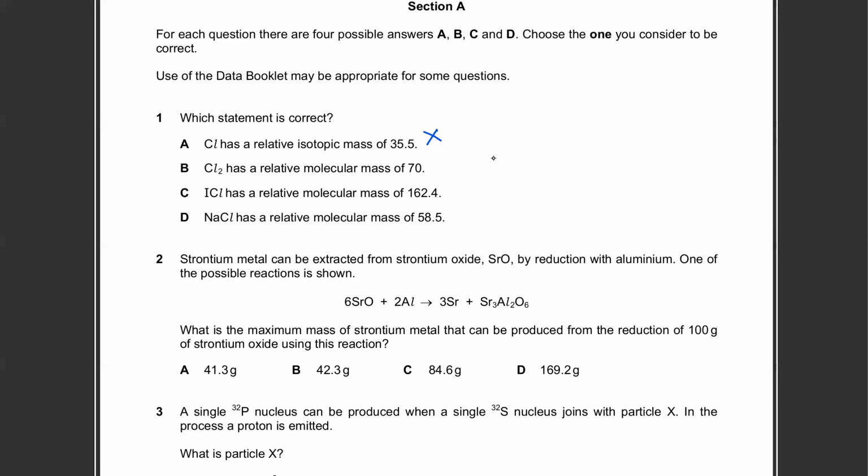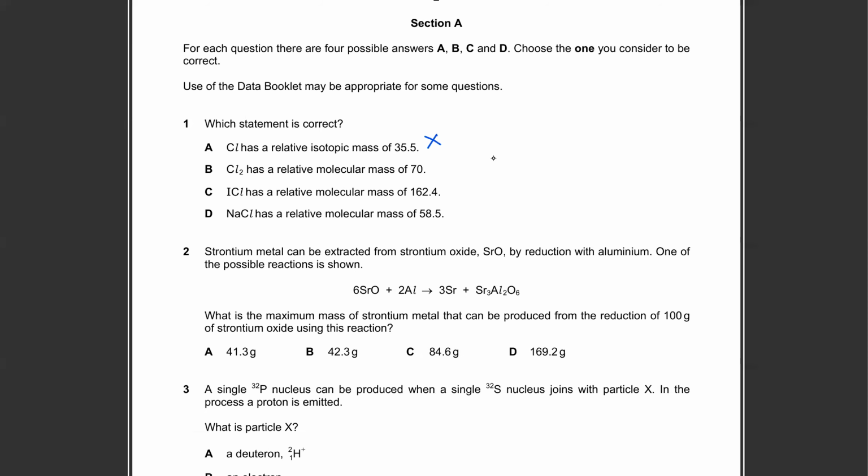Is it C? I see it as a relative molecular mass of 162.4. Yeah, I think that's right. What do you think? Anyways, and this one, just a second, let me just check.